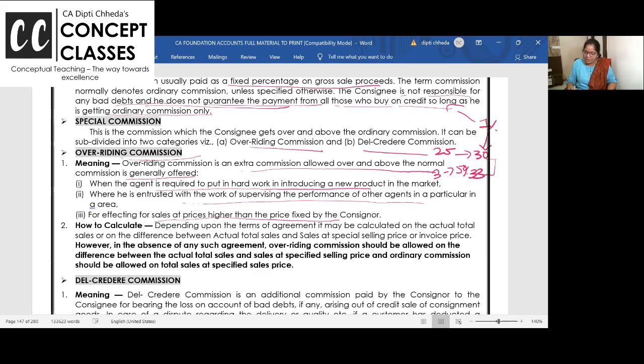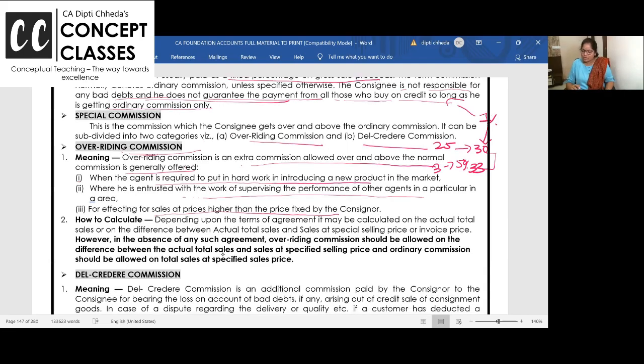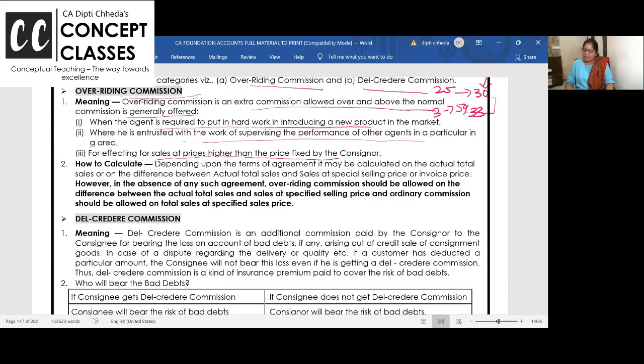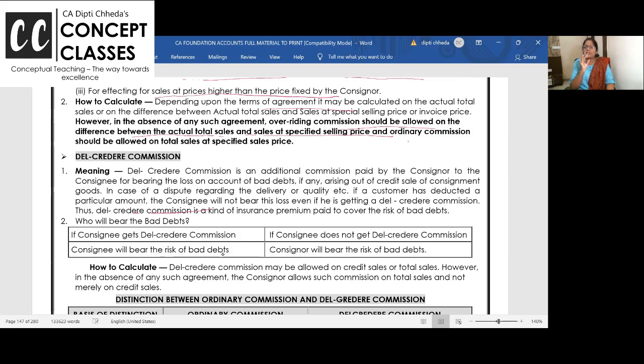So overriding commission is paid when the consignee needs to put in extra effort for a new product. Like, first year we will give you overriding commission, or if you sell above a certain price, those conditions will be given to you in the agreement. Depending on the terms of agreement, and in the absence of agreement, overriding commission should be allowed on the difference between actual sales and fixed selling price. Yes, right. And now the most important pumping heart of the commission is del credere commission.